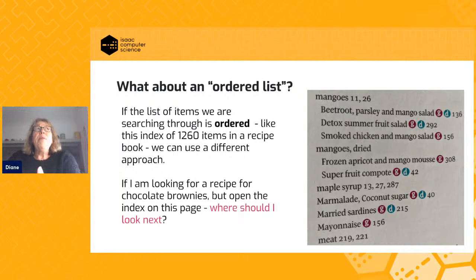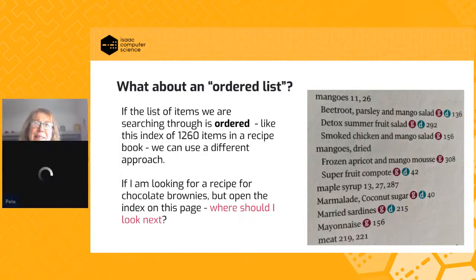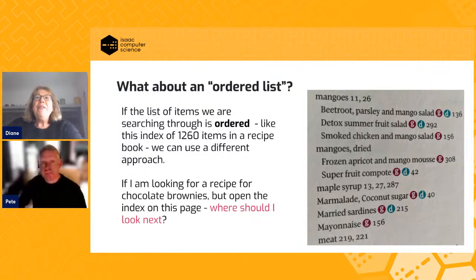And when I'm thinking about something to cook, then I'm going to look in the book to see if I can find a recipe for whatever I have in mind. So I've opened the book in the middle, and we can see that it's found some recipes with mangoes in them. But what I really, really want to cook is some chocolate brownies. So maybe I could ask one of my co-presenters, Pete, if you open the book and you saw this page on mangoes, where would you go next to try and find a recipe for chocolate brownies?